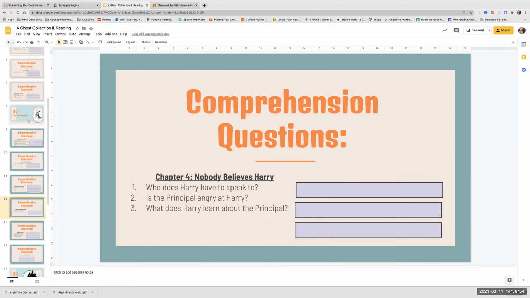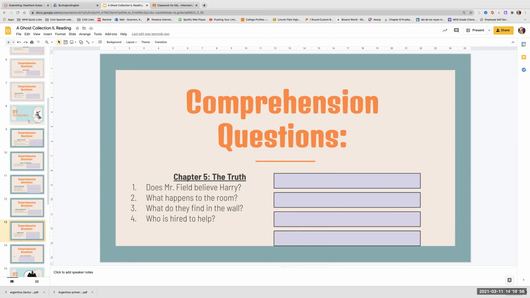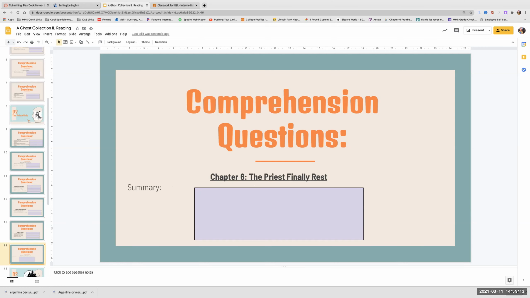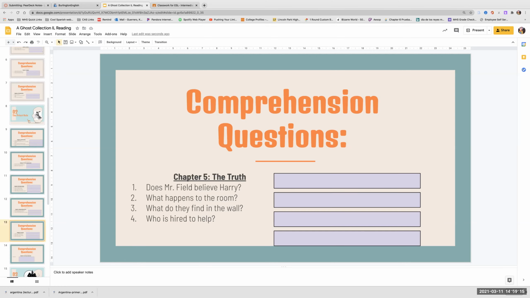Now we're going to go into chapter 5. Chapter 5, the truth. Does Mr. Field believe Harry? What happens to the room? 3, what do they find in the wall? And 4, who is hired to help? And then the last thing is, I just want you to give me a summary of this story.